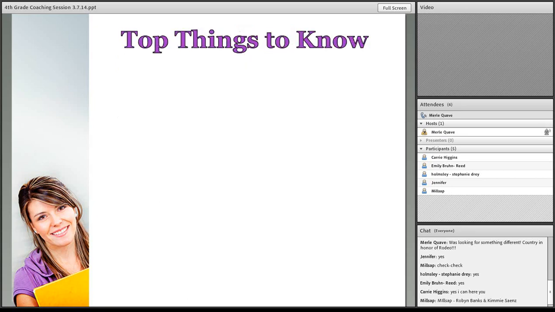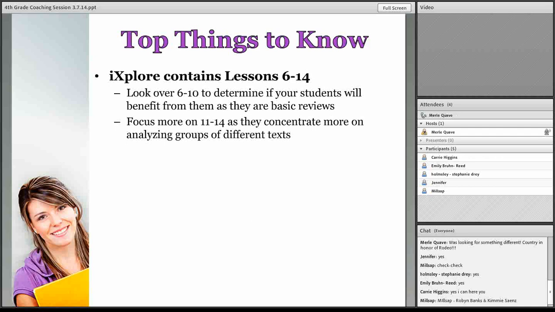So the top things to know on this is iExplorer contains in this STAR Connect, Compare, and Contrast lessons 6 through 14. All you need to do is look over lessons 6 through 10 to determine if any of your students are going to benefit from those, because these are basic reviews. It might be a good refresher for you to look at and go, okay, I need to reinforce this in the classroom, but you don't necessarily have to take the time to teach these particular lessons because we've done so much already with thinking across genres. And I would focus more on lessons 11 through 14, as they're concentrating more on analyzing groups of different texts.